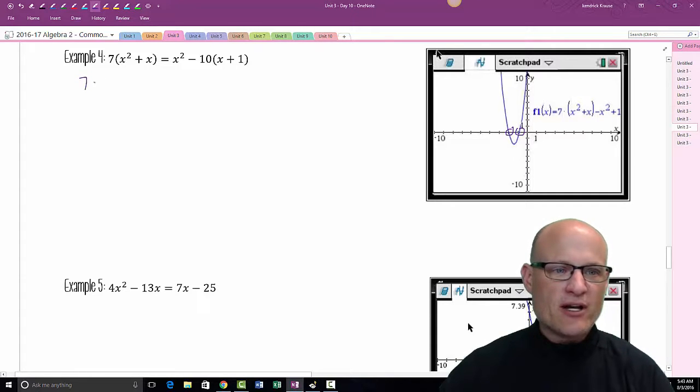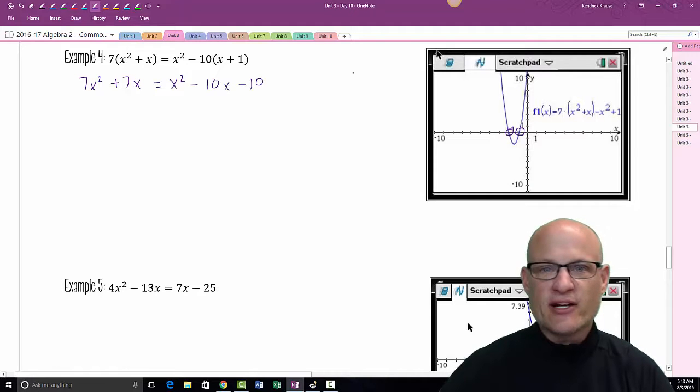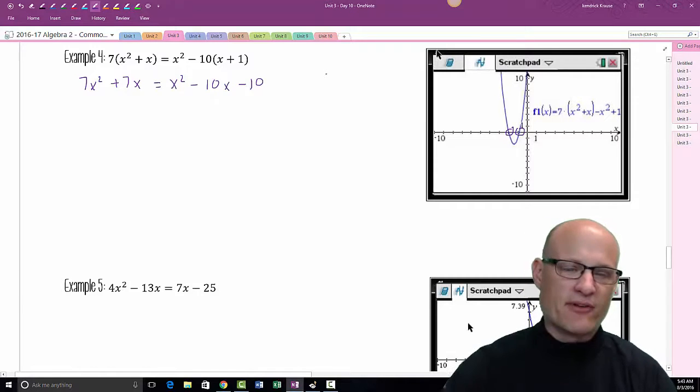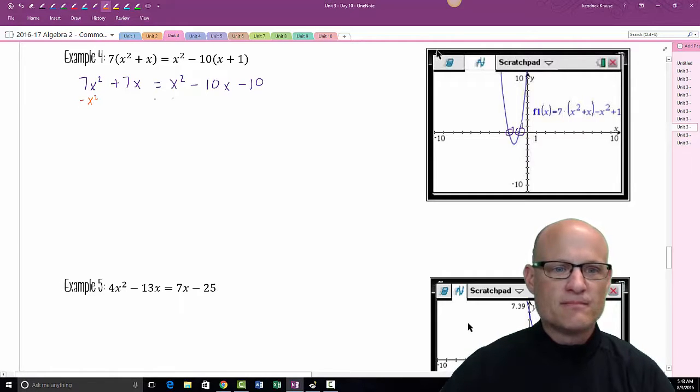Let's distribute. 7x squared plus 7x equals x squared minus 10x minus 10. Since I don't want to have a negative x squared, I'm going to bring everything over to the left side. So we're going to subtract x squared. We're going to add 10x. And we're going to add 10. And all that stuff goes. So I end up with 6x squared plus 17x plus 10 equals goose egg.